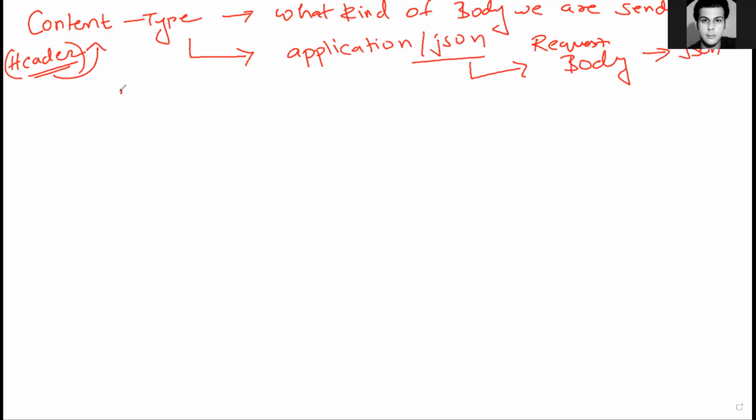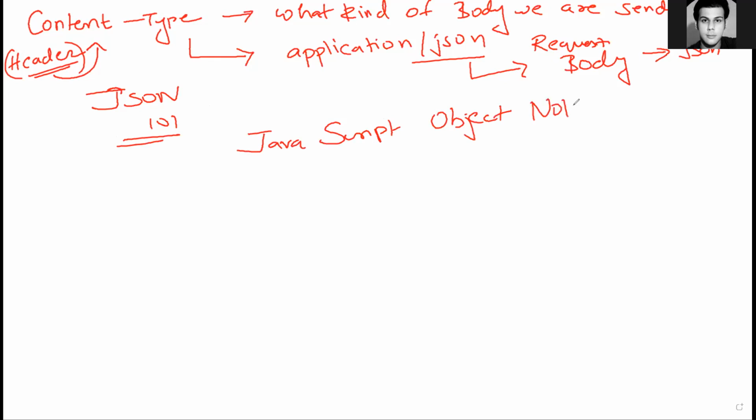So let's bring up JSON. It's just a 101. There's a lot of things in JSON, so I'm just going to take a simple topic on JSON. JSON basically stands for JavaScript Object Notation. That is the full form of JSON, but it's a very simple thing. It's just that the word sounds a little bit technical. A JSON is anything that starts with a curly bracket and ends with a curly bracket.